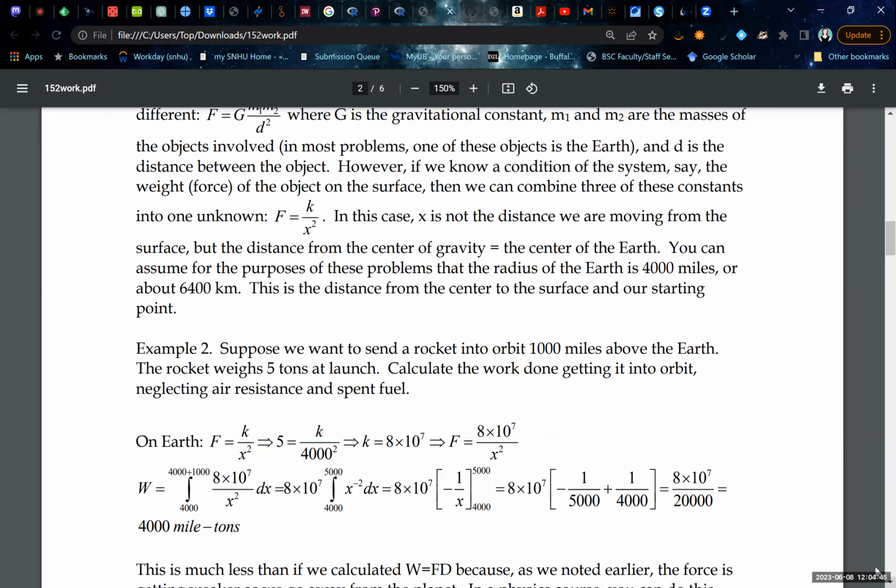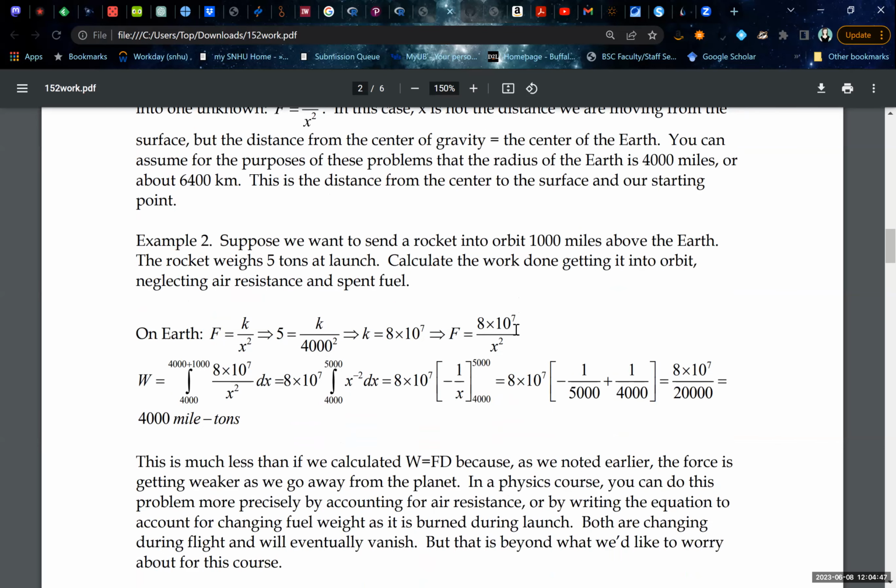So let's look at our example. We want to send a rocket into orbit 1,000 miles above the Earth. The rocket weighs 5 tons at launch. This is the information we need to get our constant, and then calculate the work done getting it into orbit, neglecting air resistance and fuel spent.